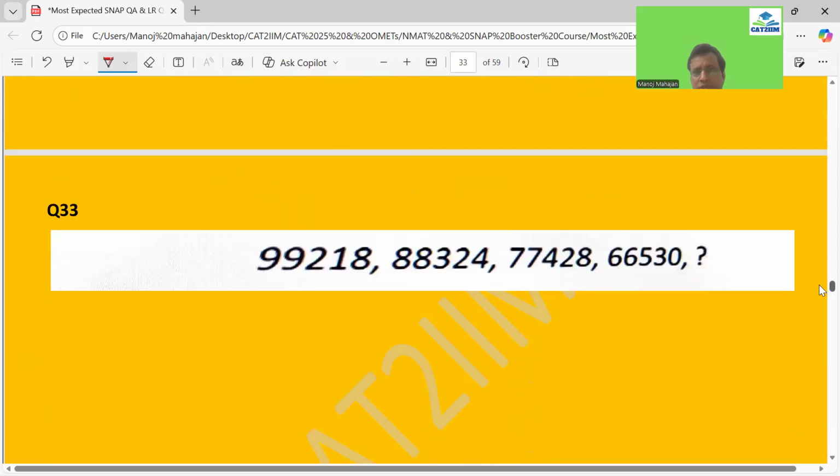Okay, this was a wonderful question, which again appeared in the SNAP. So choices would be there, and when you have choices, it becomes a little easier. So what is given over here is like, look, 99, 88, the first 2 days, if you look, 77, 66. So this should be 55. So once you look at the choice, you would get some idea also. And then if you look at 9 into 2 is what, 18. 8 into 3 is what, 24. 7 into 4 is what, 28. 6 into 5 is what, 30, right? This is what we are getting, right?